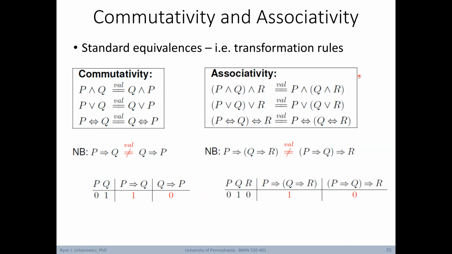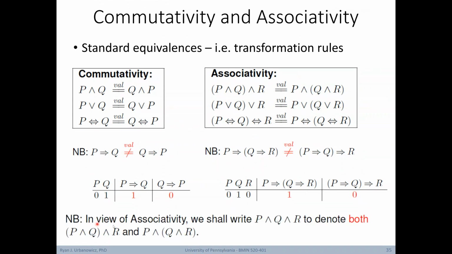Next, we have the equivalence of associativity. In the first example, we just show that we can move the parentheses when we have a string of ands, and it means the same thing. So (P and Q) and R is the same thing as P and (Q and R). The same is true with ORs. The same is also true for the biconditional. Again, note that this doesn't work with implications. Again, we prove that with the truth table. When we have associativity, we can just write P and Q and R instead of using these parentheses.